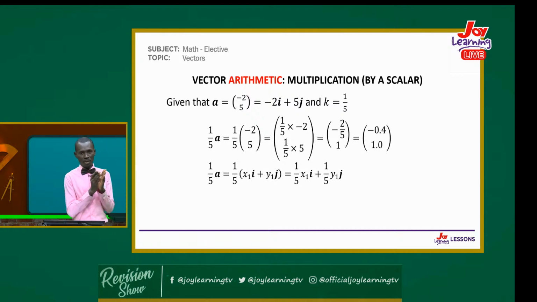So if you're multiplying a scalar by a vector, that is what you do. You simply multiply each of the components by the scalar. So for example, if instead of k being 1 over 5, we had 5, it would be 5 times negative 2, which will give us negative 10, and 5 by 5, which will give us 25. So our answer would have been negative 10, 25. I hope you get the idea now. All right.